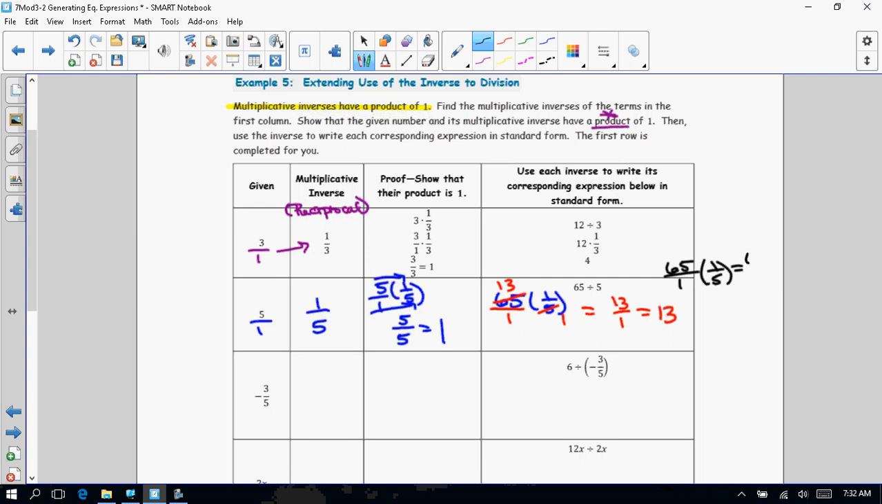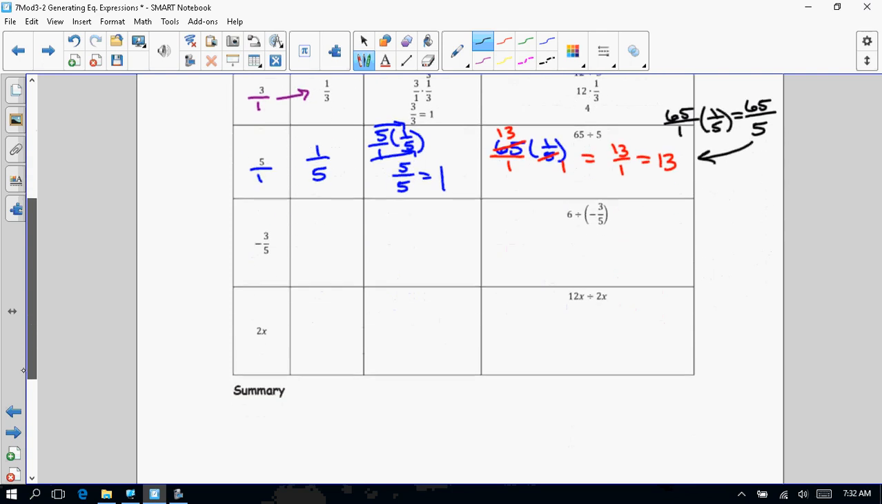65 times 1 is 65, and 1 times 5 is 5. You're still going to get the same thing. 5 goes into 65 13 times. All right? So it just depends on how you want to do it, if you want to cross-reduce right away or at the end. It really is up to you. All right, well, take a look at this next one.